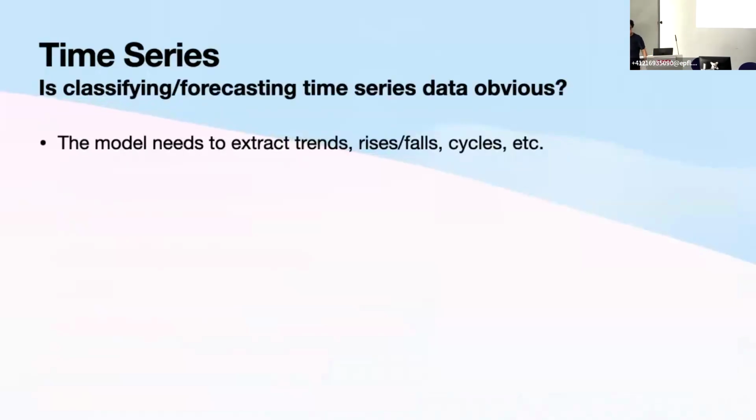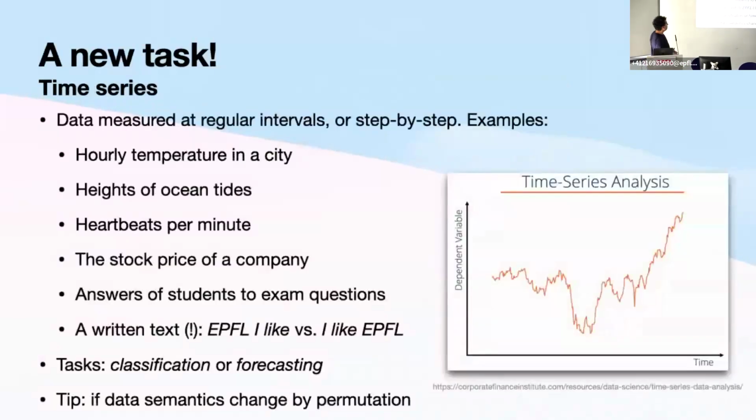I should also say here, we can do two tasks with time series. We can either classify a time series or forecast. What do we mean? By classify, I mean that I will give you a time series and you will tell me which class that time series is from. For example, I give you a plot of heartbeats per minute of a patient and you tell me if this patient is sick or not. I will give you an hourly temperature in a city and then you will predict if it is likely going to rain or not. I will give you a written text and you tell me, is this sentence a positive emotion sentence or a negative emotion sentence?